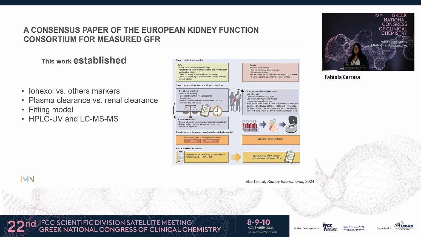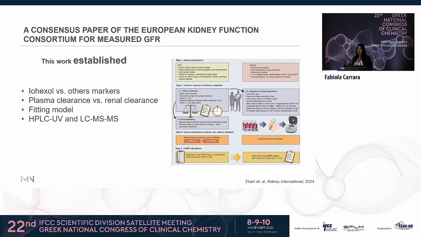However, in different laboratories, people use different protocols to calculate GFR. Different protocols, different sampling time collection, different exogenous markers. So recently, a consensus paper of the European Kidney Function Consortium established, first of all, iohexol as the marker of choice to measure GFR in Europe, since several markers are available. Okay, so iohexol is the marker of choice.